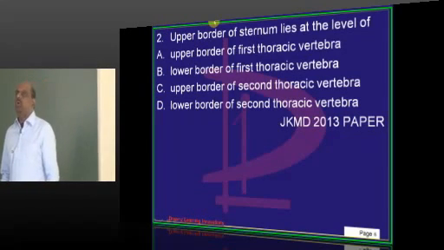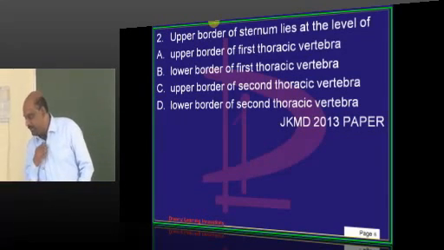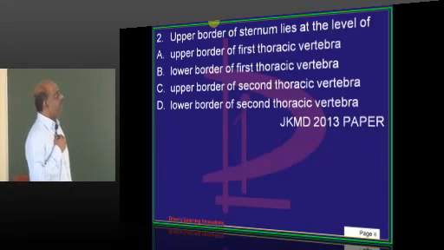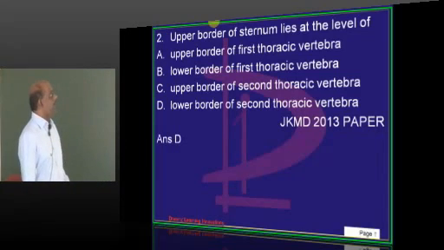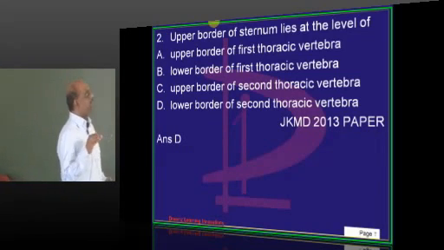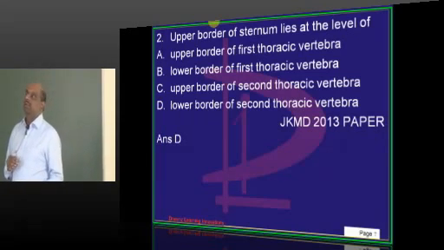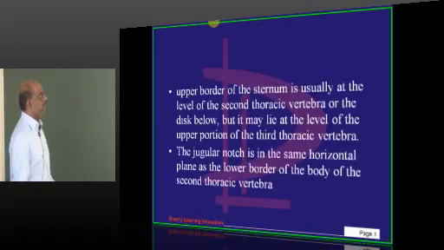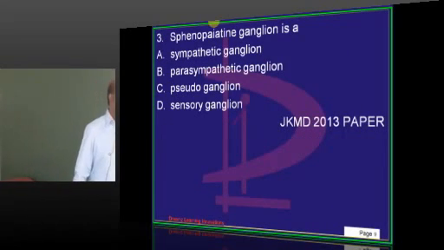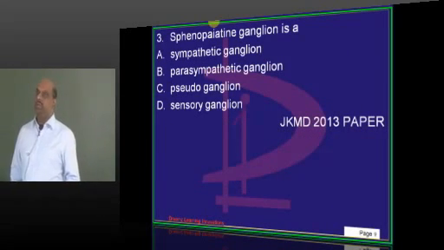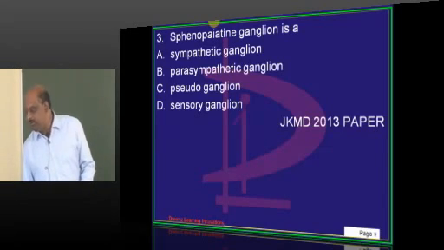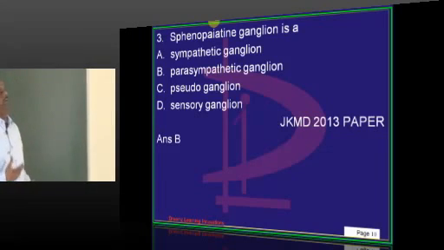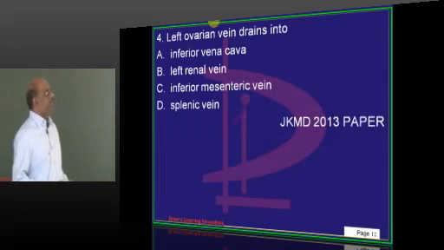Where is the upper border of the sternum is another important question. You need to remember that it is the lower border of the second thoracic vertebra, the point at which we find the upper border of the sternum. So what is the sphenopalatine ganglion? The sphenopalatine ganglion is an example of a classical parasympathetic ganglion, as all of you know very well.